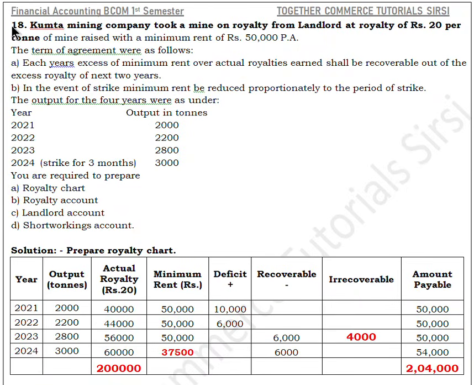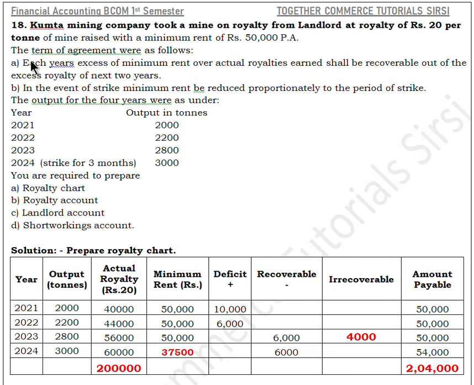Okay. So the first question is like this. It's question number 18 from the paper 2025. Kumta Mining Company took a mine on a royalty from landlord at royalty of rupees 20 per ton of mine raised with a minimum rent of 50,000 per annum.